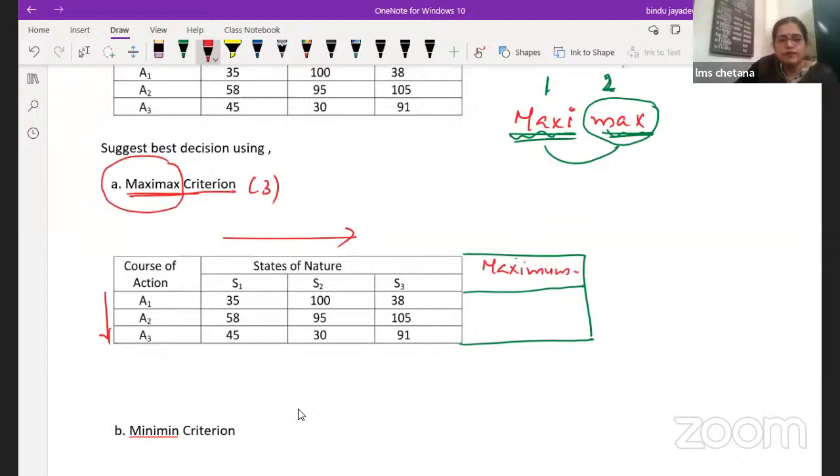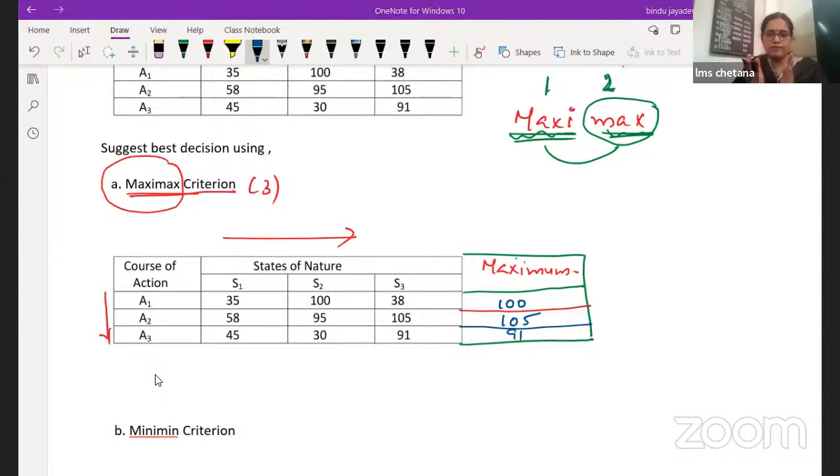Okay. Now see here, A1. There are 3 lines, A1, A2, A3. It is quite small. I cannot make it bigger because it is an image actually. Now see, next to A1 look at the numbers, 35, 100, 38. Which value is maximum here? That is nothing but 100 is the maximum value. I wrote 100. Now in the second line, A2, 58, 95, 105. Which value is maximum? 105. Correct? 45, 30, 91. Which value is maximum? 91. Clear? Understood?